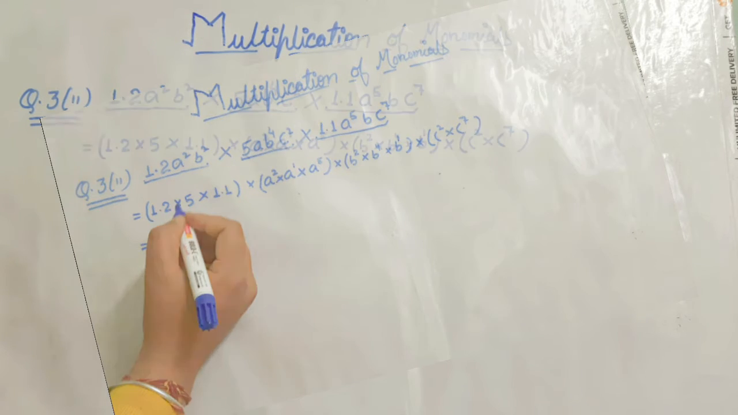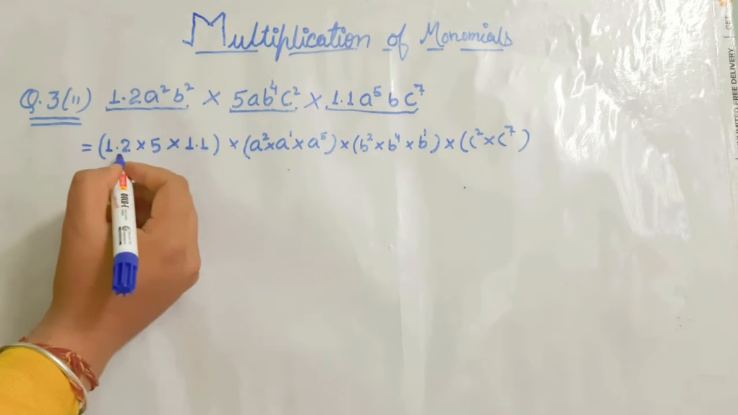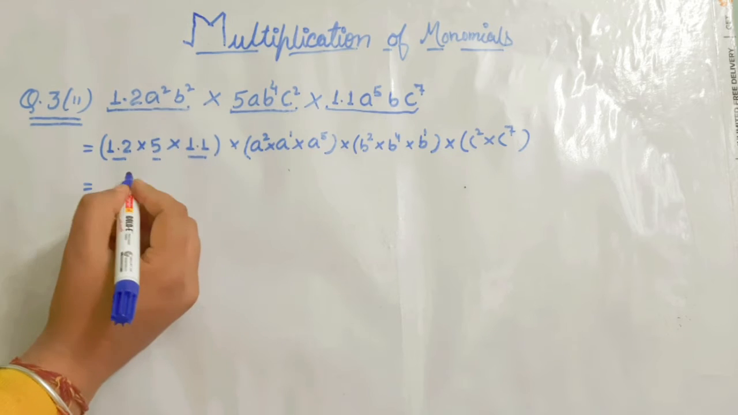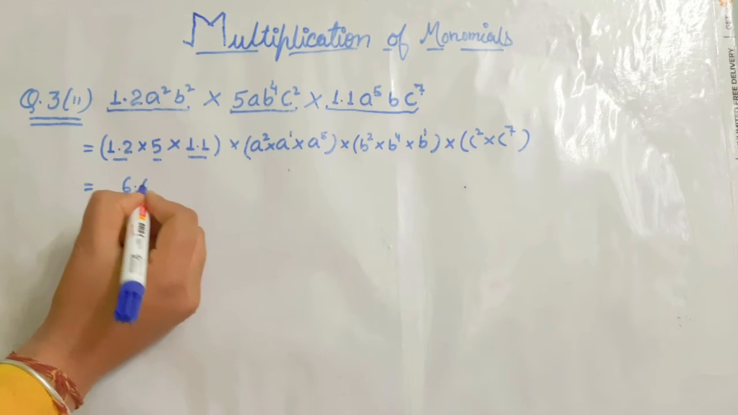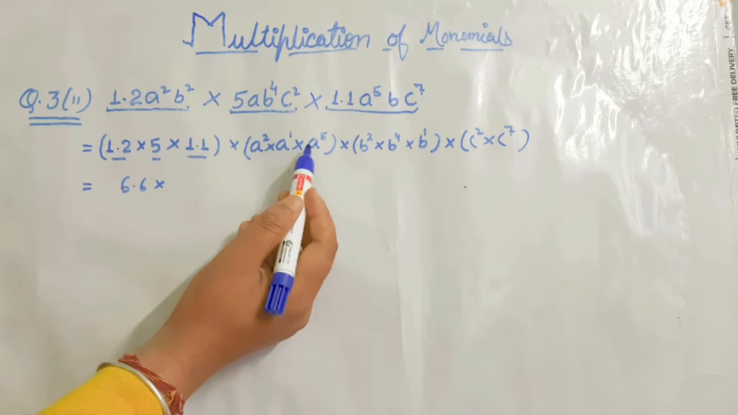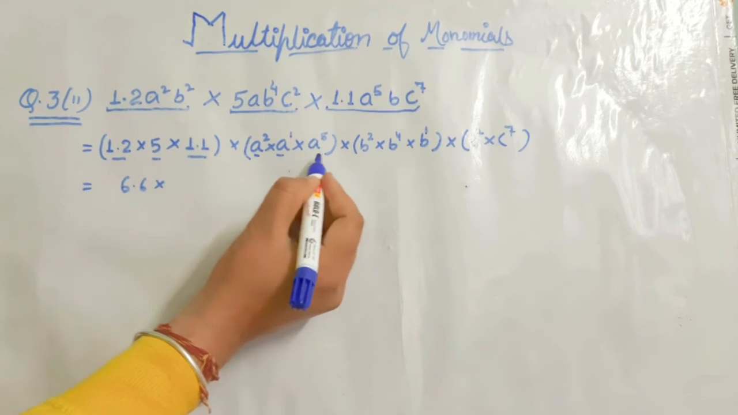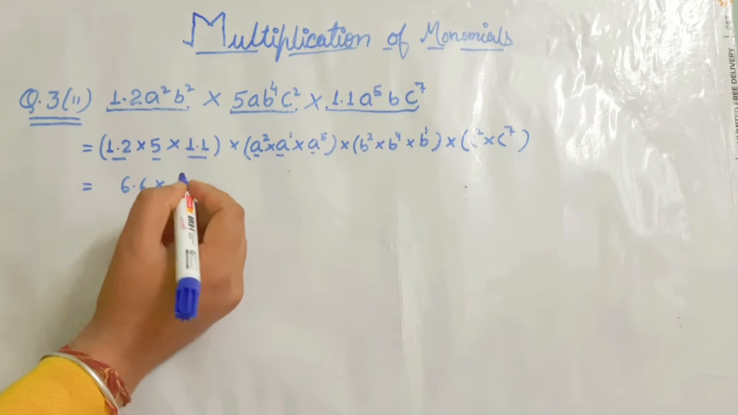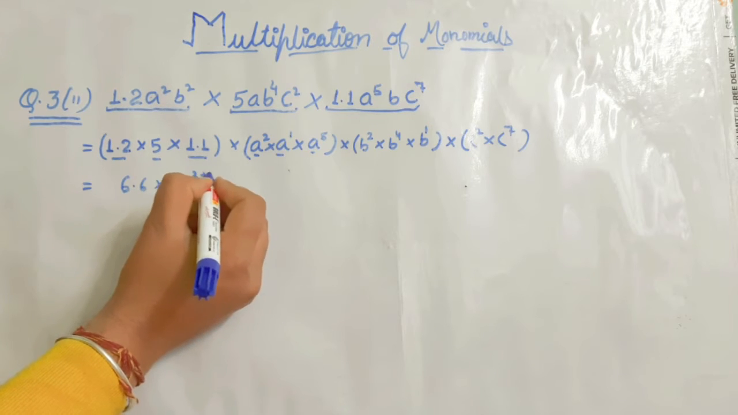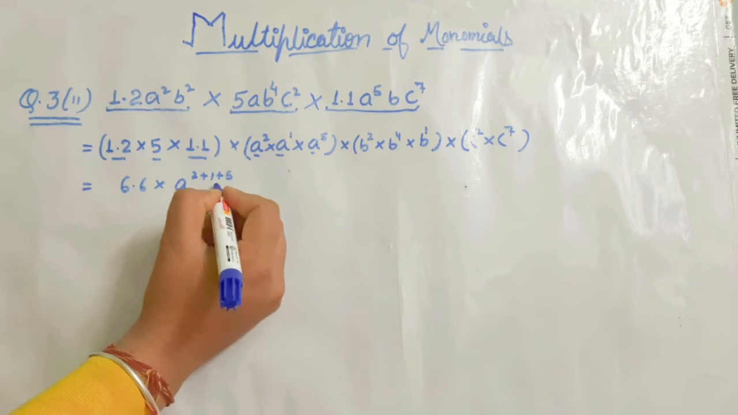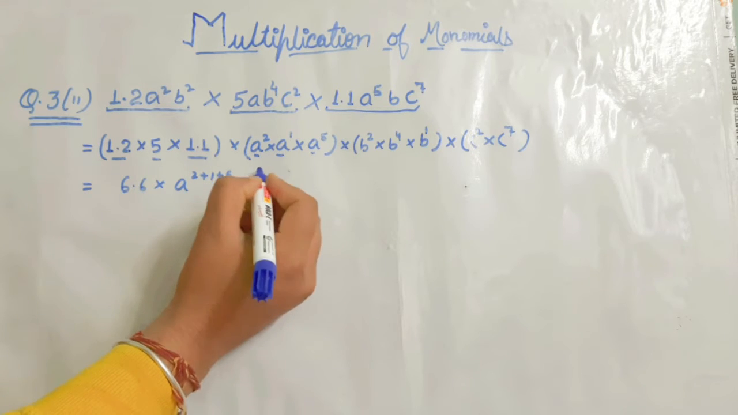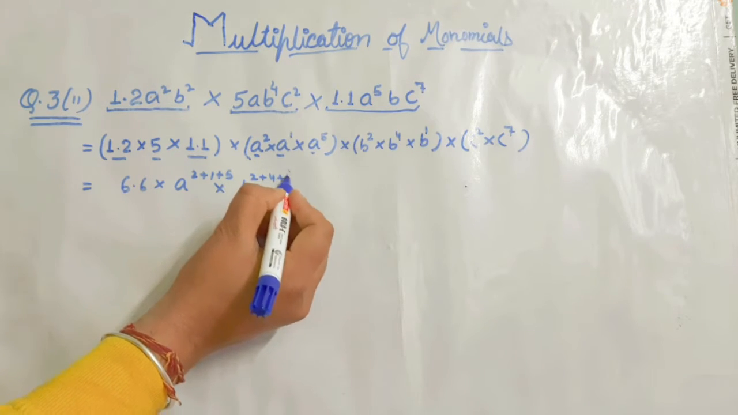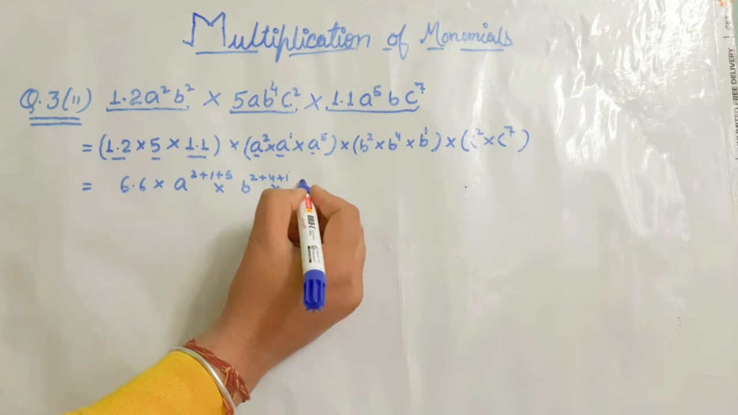Now let us find out the product. This will be equals to 1.2 multiplied by 5 multiplied by 1.1, which is equals to 6.6. Here you can use laws of exponents. Bases are same and product of variables is here, so powers will be plus. So a's power will be 2 plus 1 plus 5, b's power will be 2 plus 4 plus 1, and c's power will be 2 plus 7.